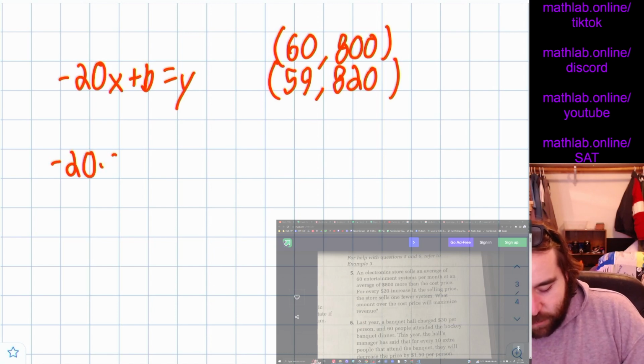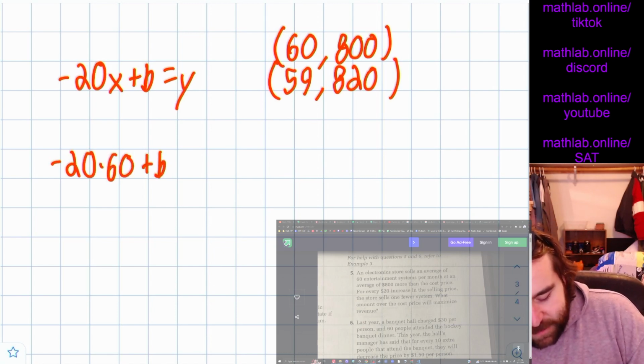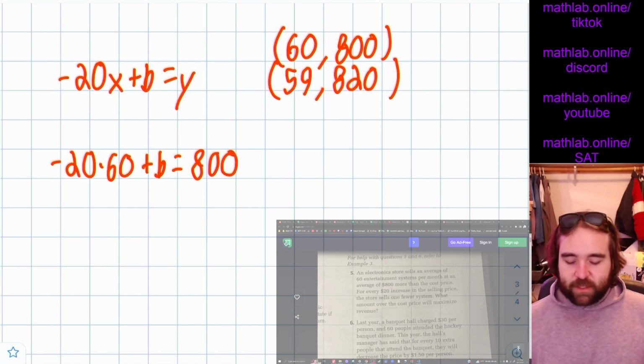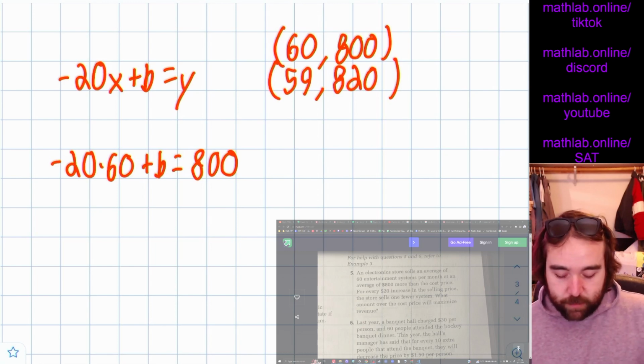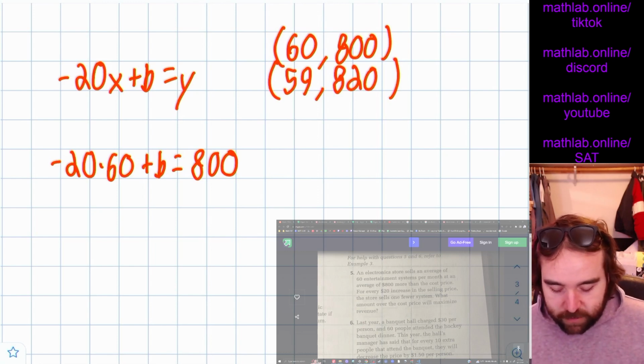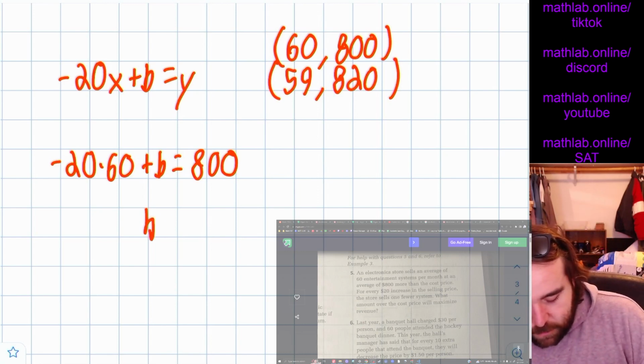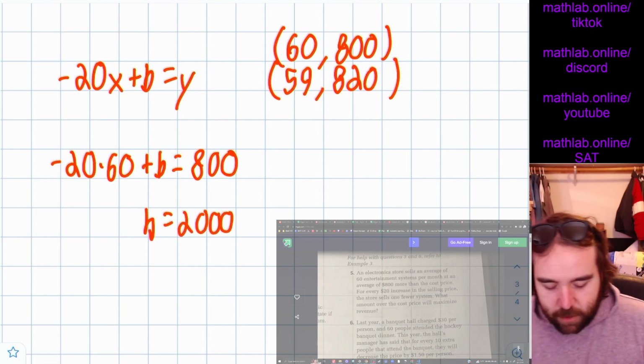So we go negative 20 times 60 plus b needs to equal 800. And 20 times 60 is 1200, so negative 1200. Then we add that to both sides. So we go 1200 plus 800 is 2000. So b is 2000. So what does that even say?